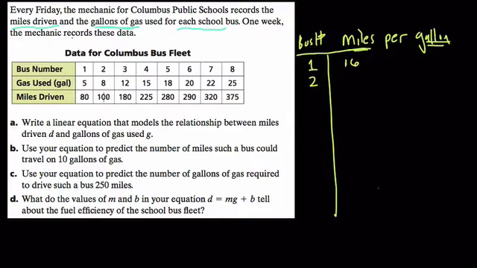For bus number 2, we have 100 divided by 8, right? And what's that? Well, 8 times 12 is 96 with the remainder of 4, so it's 12 and a half, 12.5. For bus 3, we have 180 divided by 12, right? And what's that? Well, 12 times 10 is 120, and there's 60 left over, so it's 12 times 10 plus 12 times 5, right? Because 12 times 5 is 60. So that's 15 miles per gallon. Bus 4, we have 15 gallons and 225 miles. So 225 divided by 15, that's just 15.